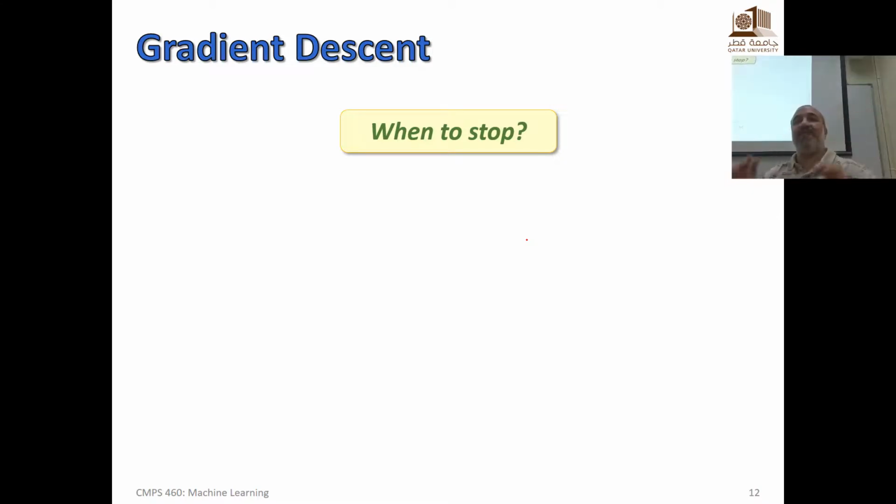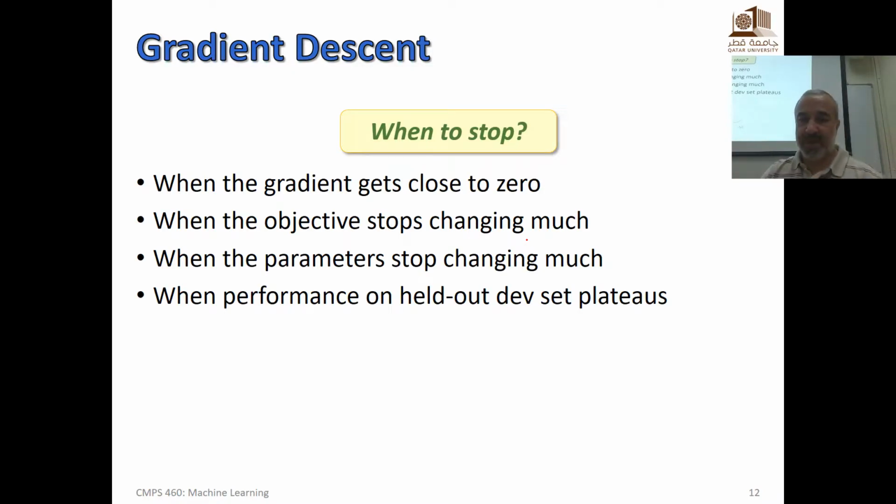How about the objective function itself? Remember that we are minimizing a function, right? How about the value of that function? That's what we want, right? But we don't know the minimum. But if the value of that function doesn't change a lot, we might probably assume that we reached the minimum. So there are many ways to stop. When the gradient gets close to 0, we said it. When the objective stops changing much, that's what we just said. When the parameters stop changing, we said it.